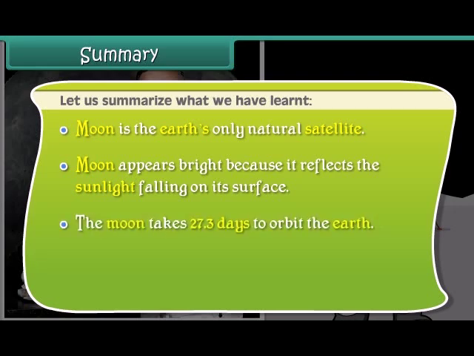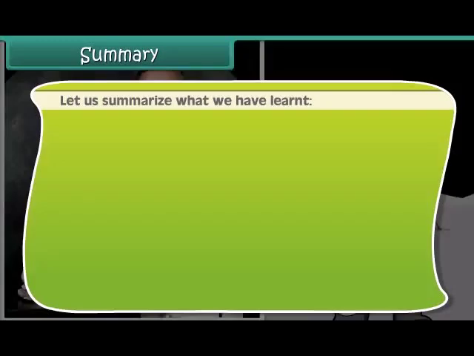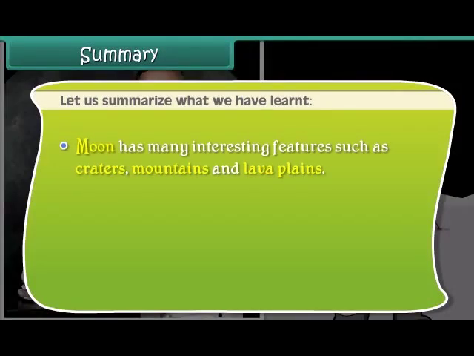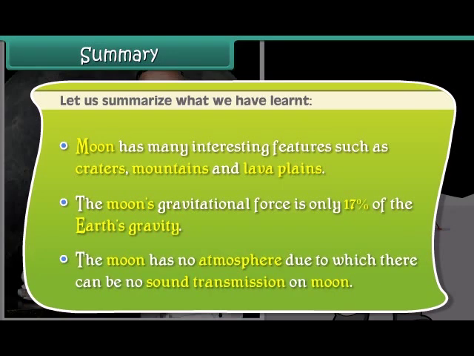The moon takes 27.3 days to orbit the Earth. There is no liquid water on the moon, but there is some water in the form of ice. The moon has many interesting features such as craters, mountains, and lava plains. The moon's gravitational force is only 17% of the Earth's gravity. The moon has no atmosphere, due to which there can be no sound transmission on the moon.